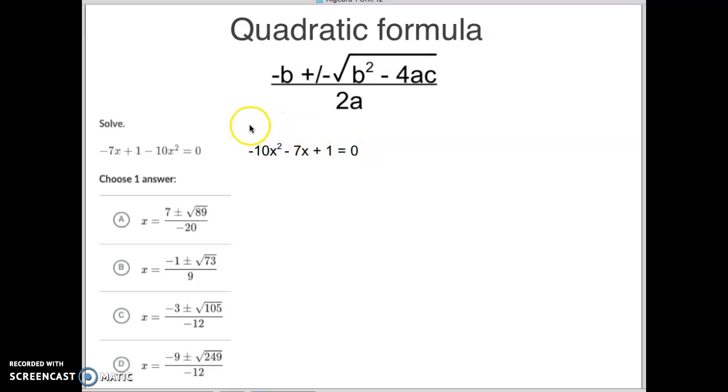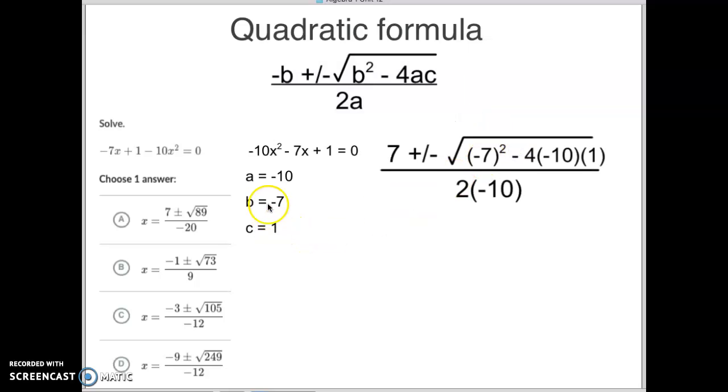From there, the number in front of the x squared is your a term, the number in front of your x term is your b term, and then your c term is your constant. So we can write that down as our a term is negative 10, our b term is negative 7, and our c term is 1. We're then going to plug that into this quadratic formula right here. We're going to plug in for the b, we're going to plug in for the a, we're going to plug in for the c, and here's what that would look like.